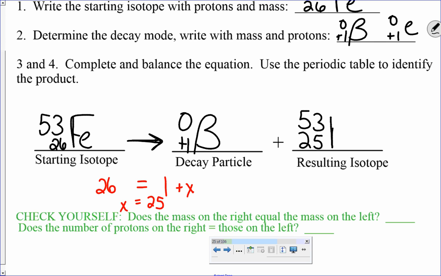And this gives me manganese from the periodic table. So 0 equals 0 plus 53. My mass is checked. 26 equals 1 plus 25. My numbers of protons checked.